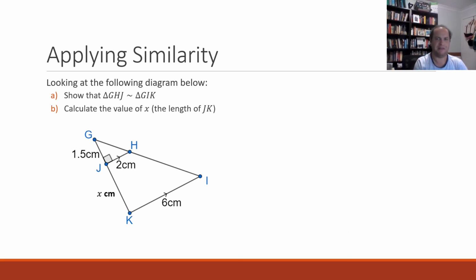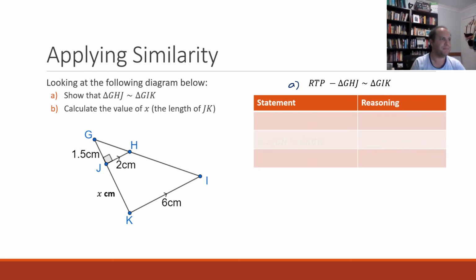First thing we have to do is write our required to prove statement. So for part A, we're required to prove that triangle GHJ and triangle GIK are similar. So we'll get our table going. Now the first thing we can say is, noticing that our lines here are parallel, so JH and KI, they're both parallel. That means that this angle GJH and angle GKI, those angles must be the same size. Right? Same size angles there.